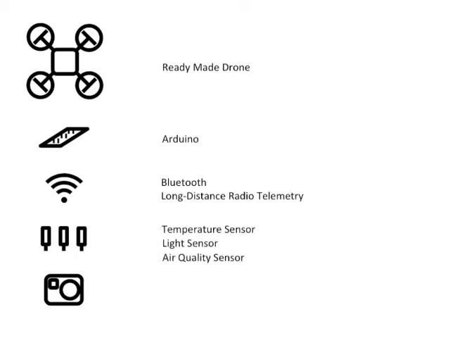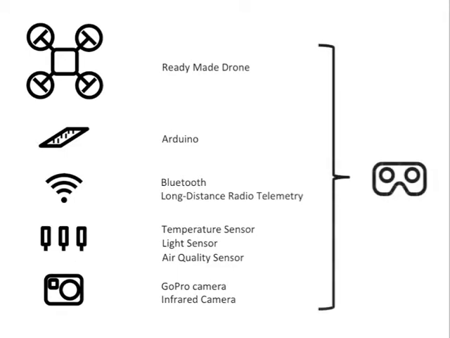Our research on sensors and video feed, useful for the attended users, led us to use a temperature sensor, light sensor, air quality sensor, a GoPro, and an infrared camera. When added all together, all of these make up the MediDroid system.